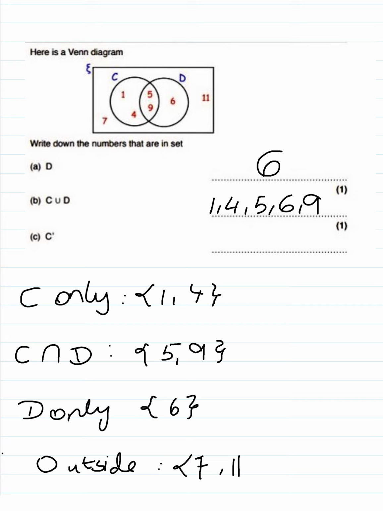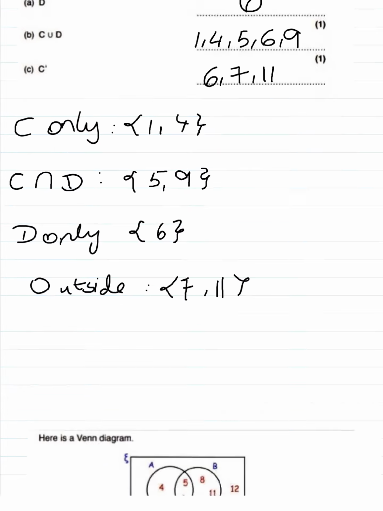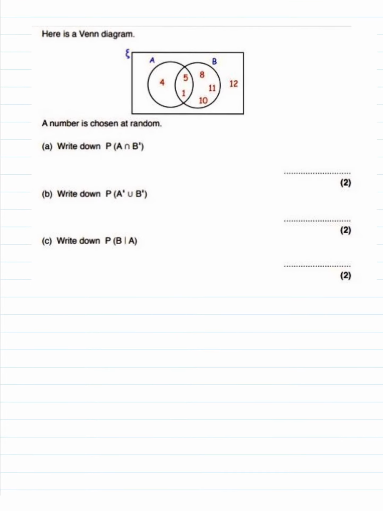Finally, we're asked to find the elements that are not in C, but are still in the universal set. So this means that the elements that are in D only and the outside numbers, which, as we can see from both the diagram and the list we created, include the elements of 6, 7, and 11. And there we go. That's another 3-mark question solved. Let's move on to the last question of this video.